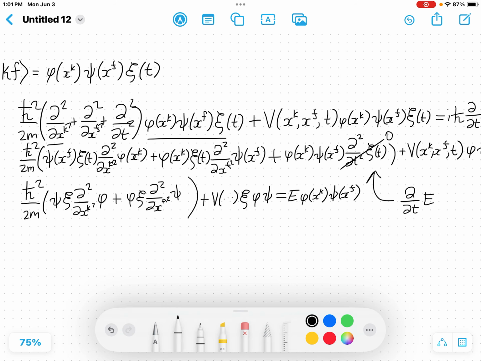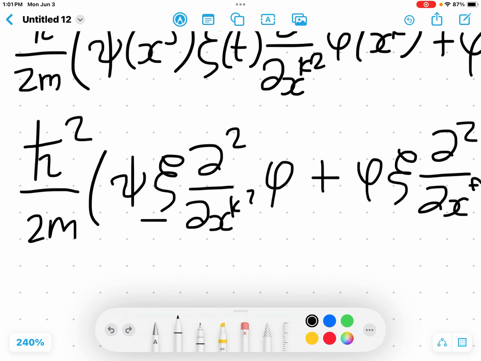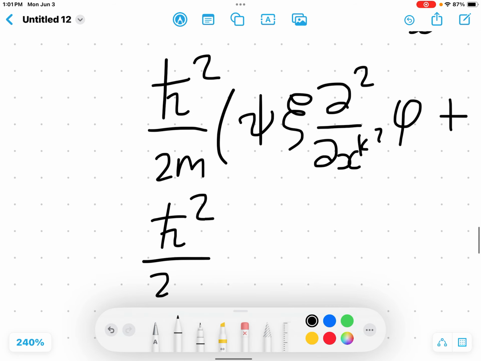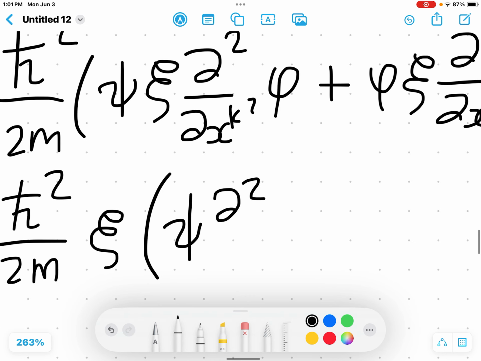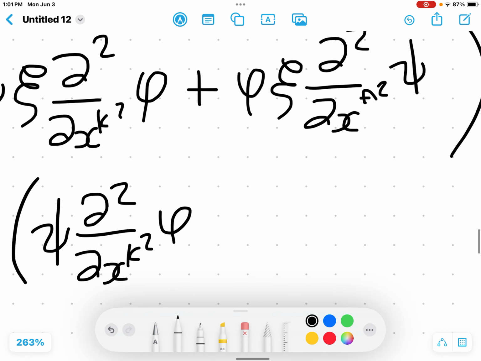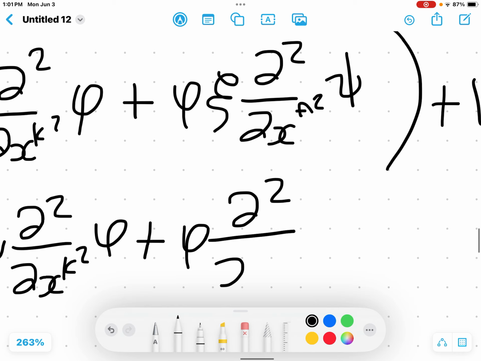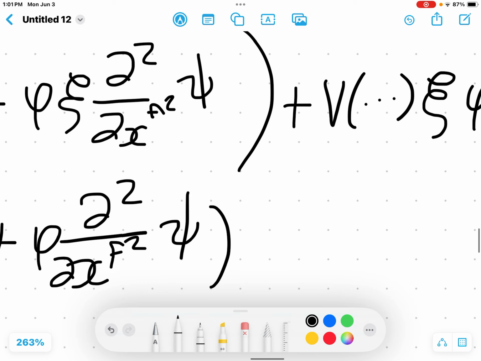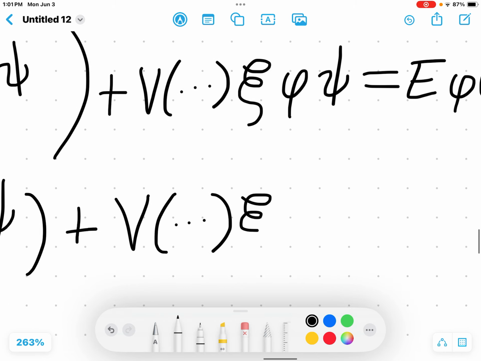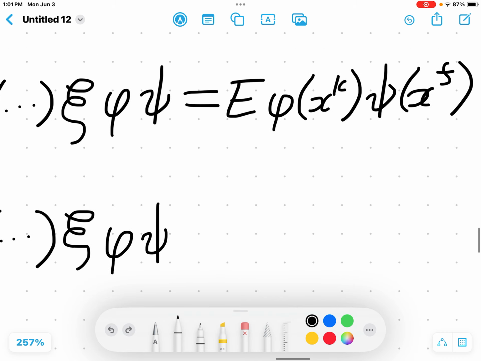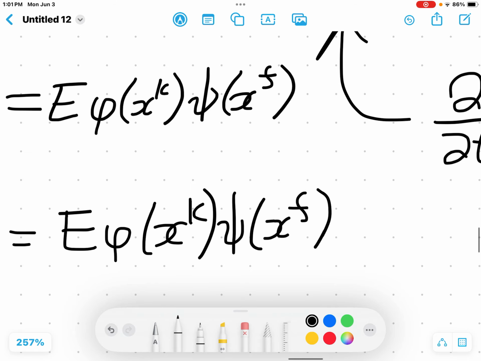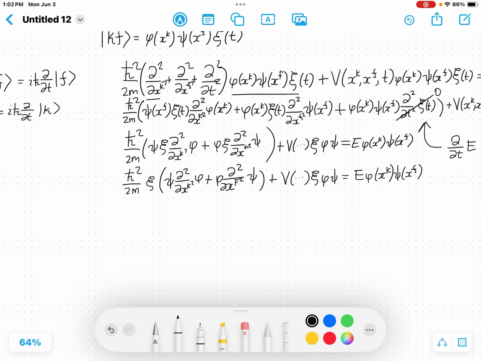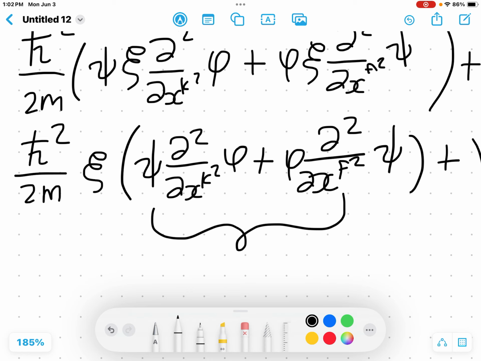So next we have this psi over here, this psi outside, so I can pull that out. So h bar squared over 2m of psi, and then this is psi d squared over dxk squared of phi plus phi d squared over dxf squared of psi plus the potential function times psi, and then that's equal to E times xk, E of xf, and there. Now I'm going to divide both sides by this psi, and you'll notice that this expression is essentially the product rule for the double derivatives of these.